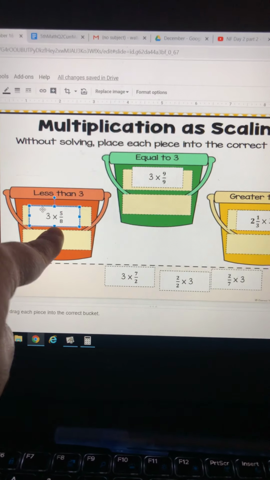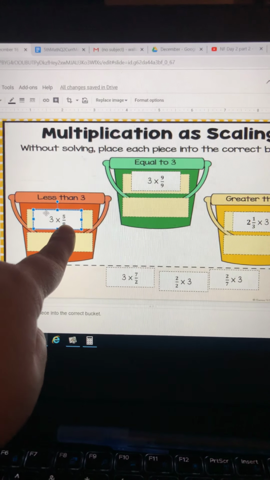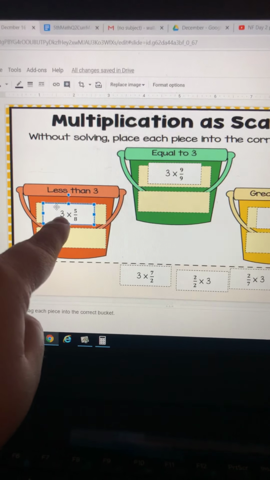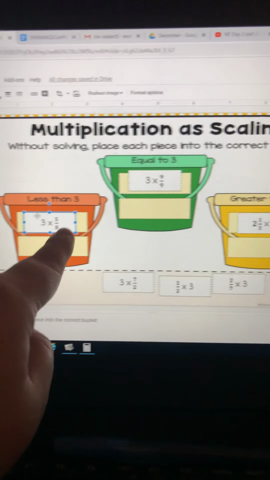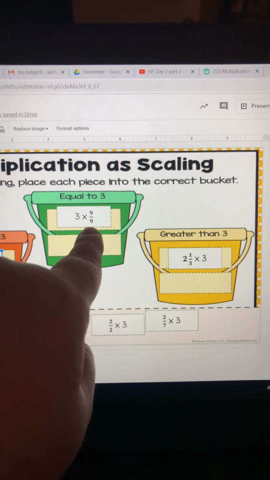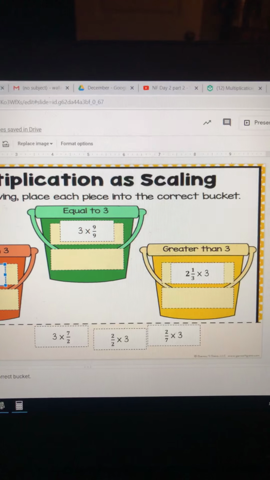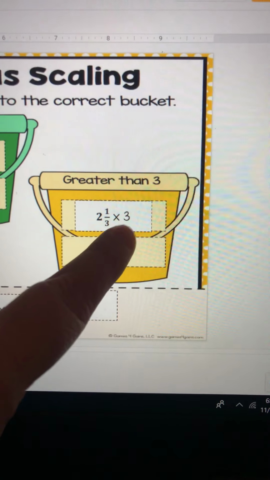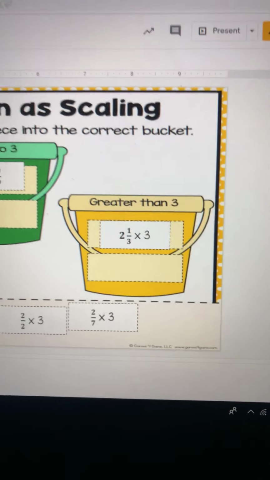And so I see that I'm going to get less than the number I'm multiplying by if I just multiply by a fraction. Again, let me repeat that. I get less than the number I'm multiplying by if I just multiply by a fraction. If I multiply a whole number by an equivalent numerator and a denominator, which equals 1, I get that whole number. If I multiply a whole number by a mixed number, I get more than the said whole number.